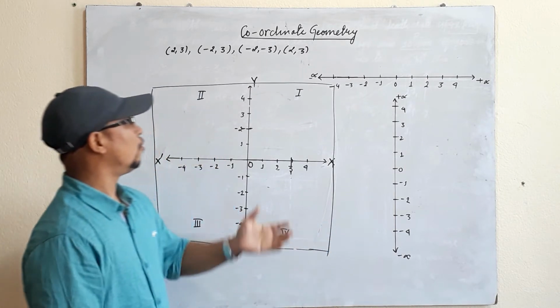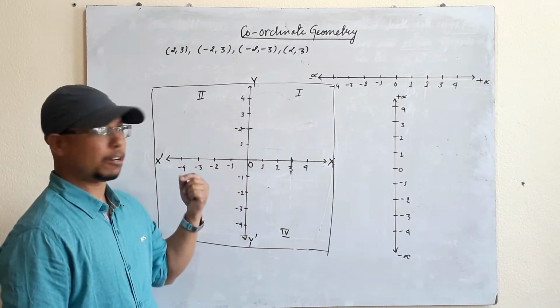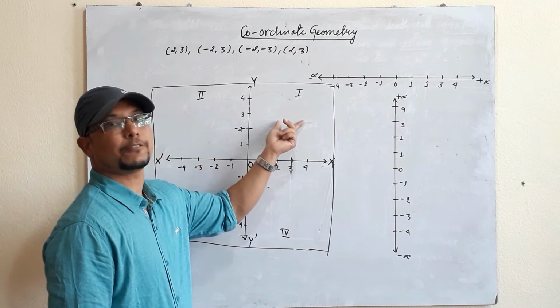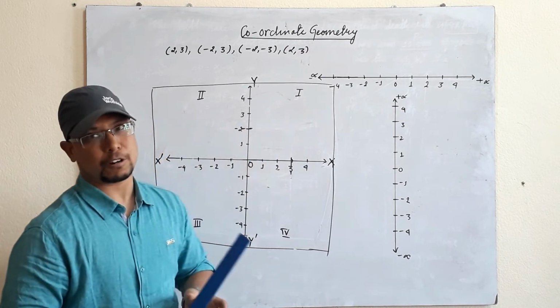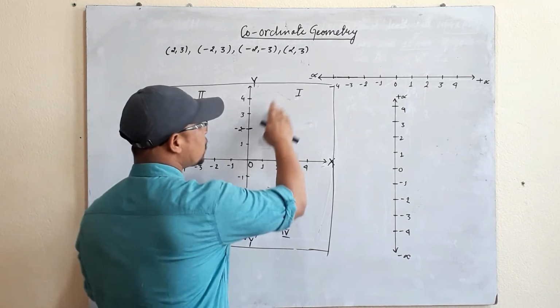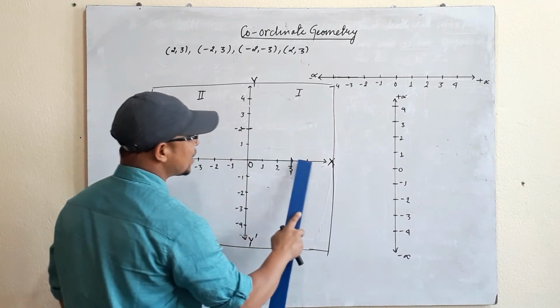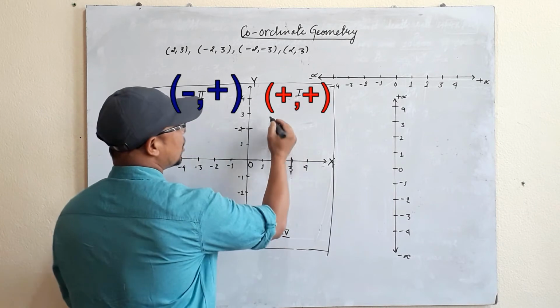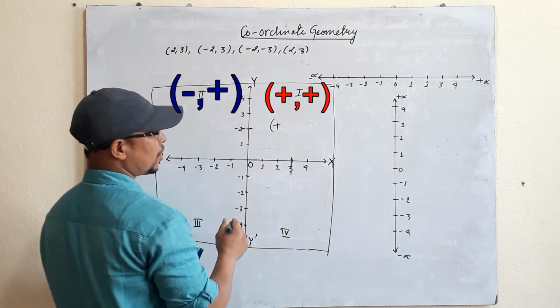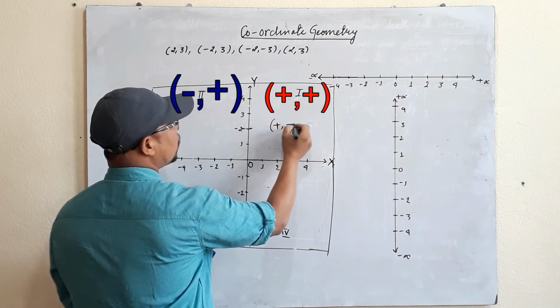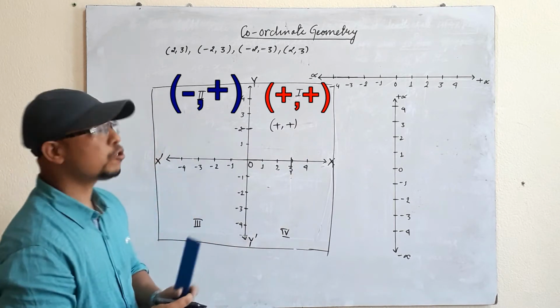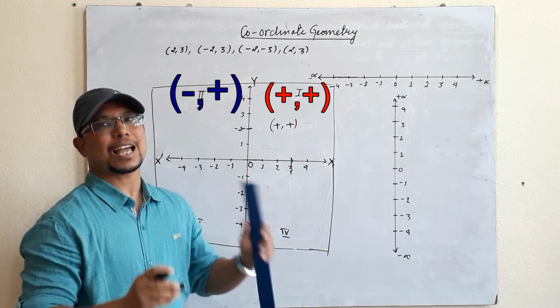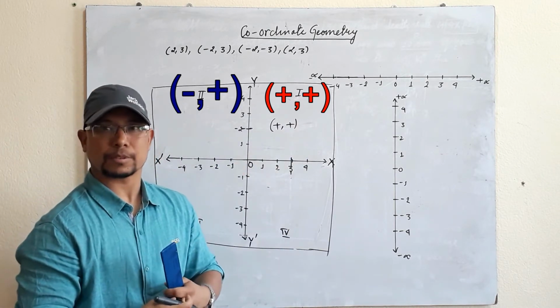Now what happens in the first, second, third, and fourth quadrant? Say first quadrant: how do you get the points in the first quadrant? To get the points in the first quadrant, you have to move right hand side, then upward. Moving on the right hand side means the x value is positive, and moving upward means the y value is positive. So of course in the first quadrant x and y both are positive.